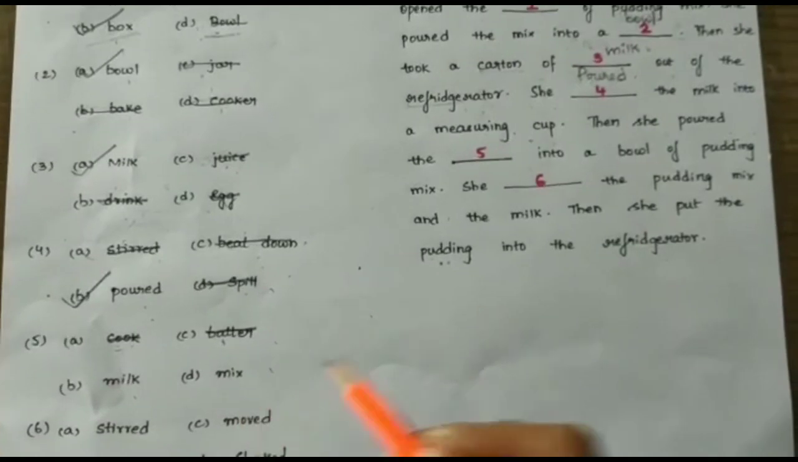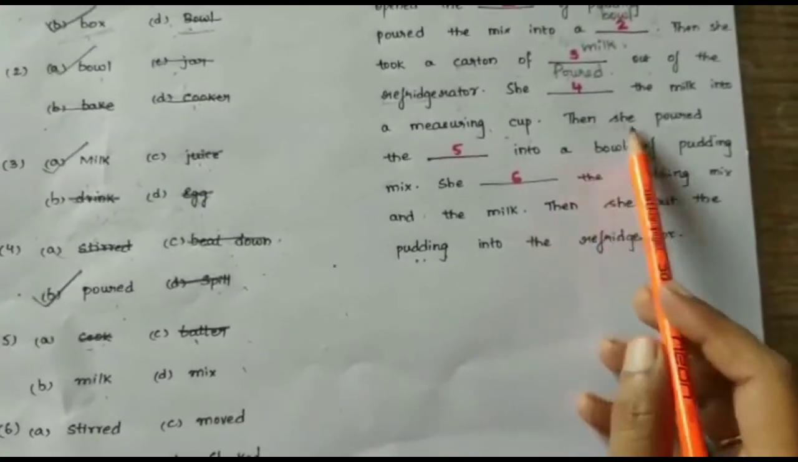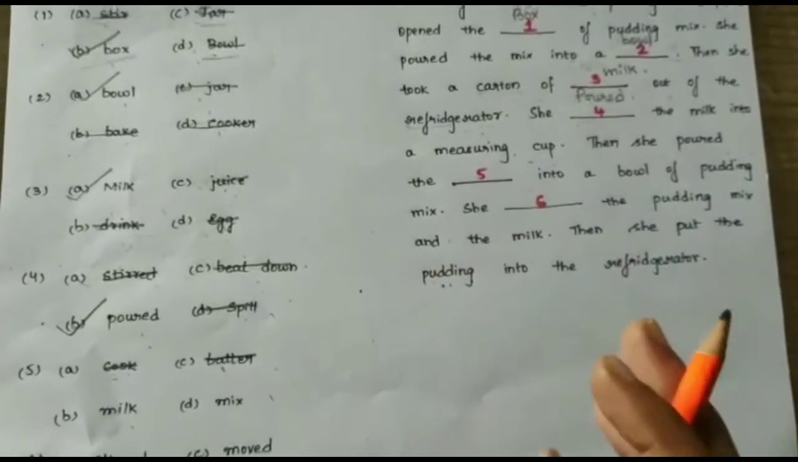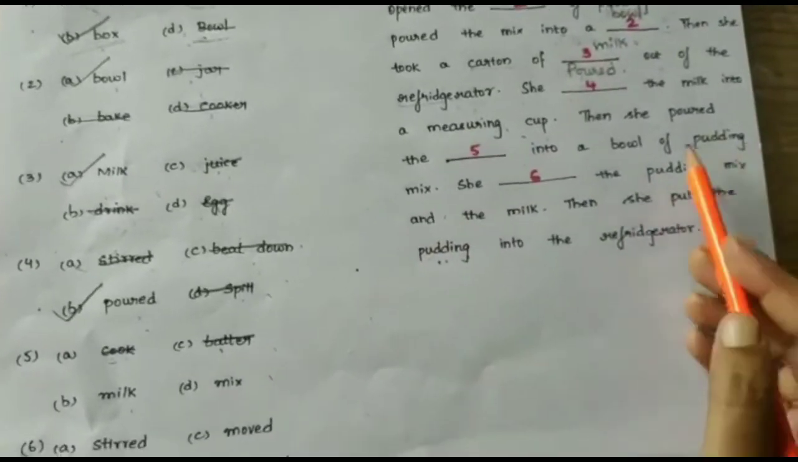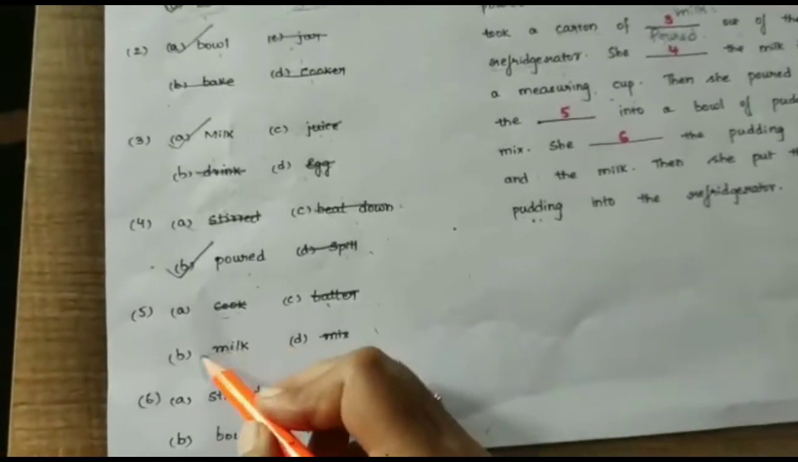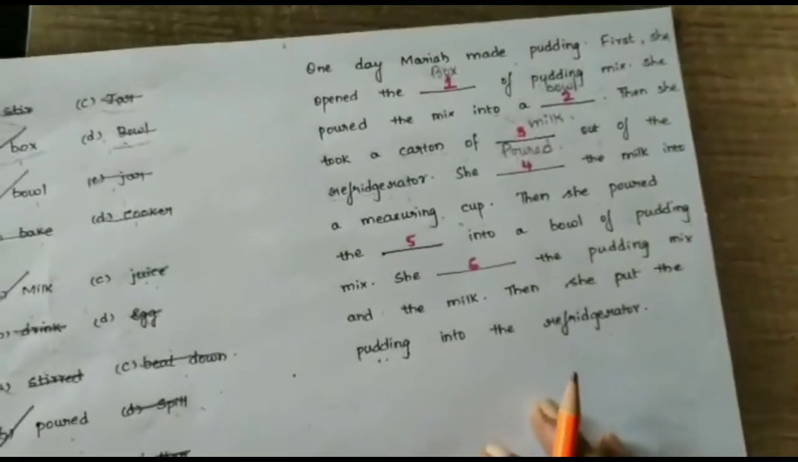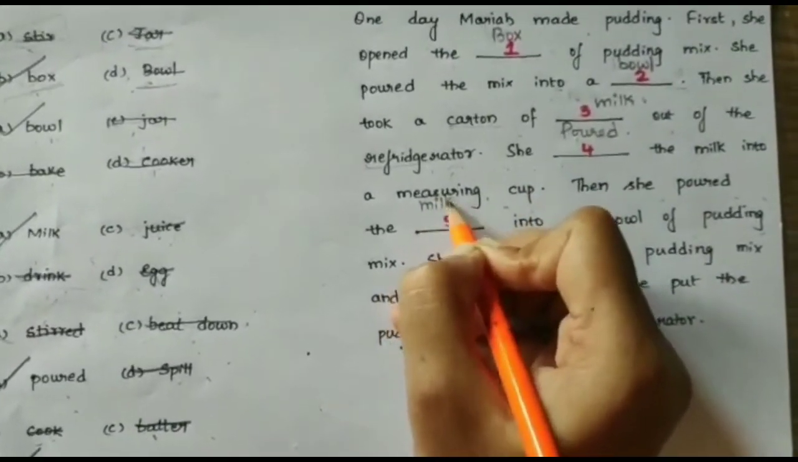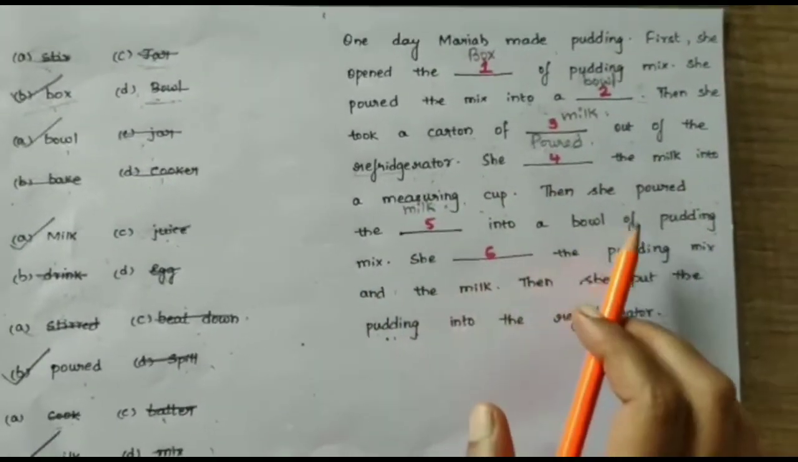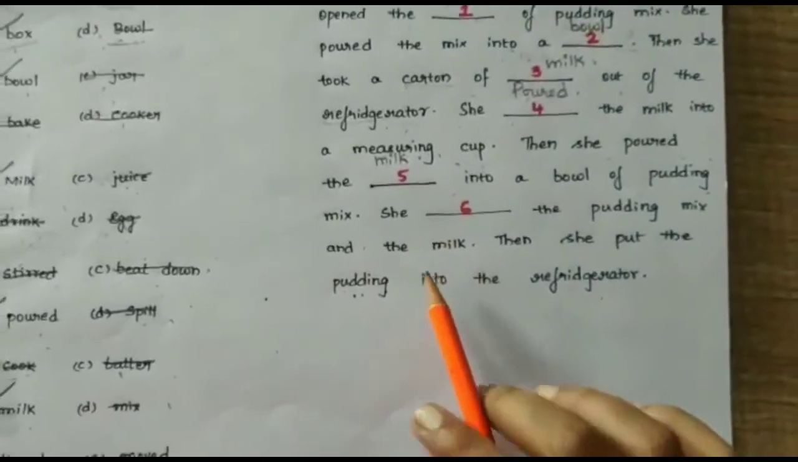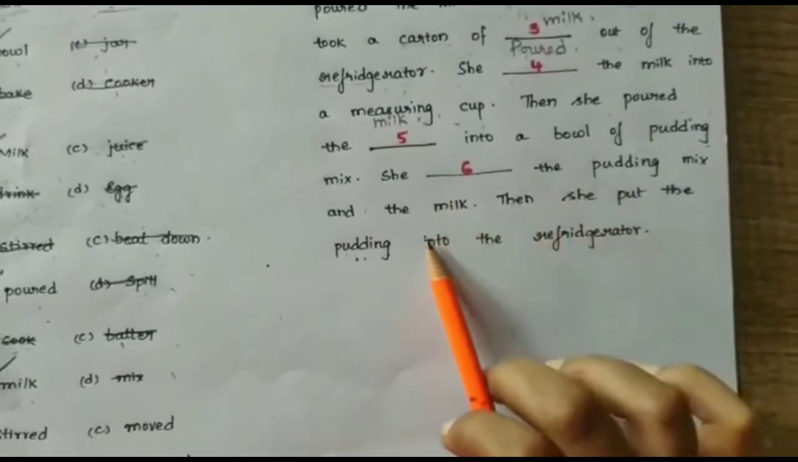And so once again we'll read this. Then she poured the dash into a bowl of pudding mix. So she's pouring something into a mix. So there is already pudding mix, so there is no option here. The only remaining option is D, milk. So we're writing here. Then she poured the milk into a bowl of pudding mix. And the last filling the blank is she dashed the pudding mix and the milk.